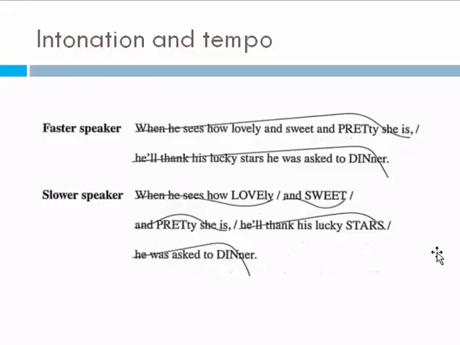Now let's talk about intonation and tempo. Intonation is going to vary depending on the speaker. Some people speak faster than others, and that will change the intonation pattern. For example, a faster speaker would say the sentence like this. When he sees how lovely and sweet and pretty she is, he'll thank his lucky stars he was asked to dinner. A slower speaker, on the other hand, will have more pauses and then say the sentence this way. When he sees how lovely and sweet and pretty she is, he'll thank his lucky stars he was asked to dinner. As you can see, a slower speech will have a different intonation pattern.